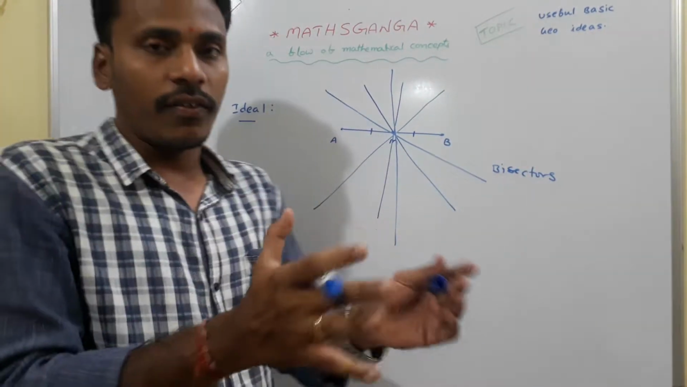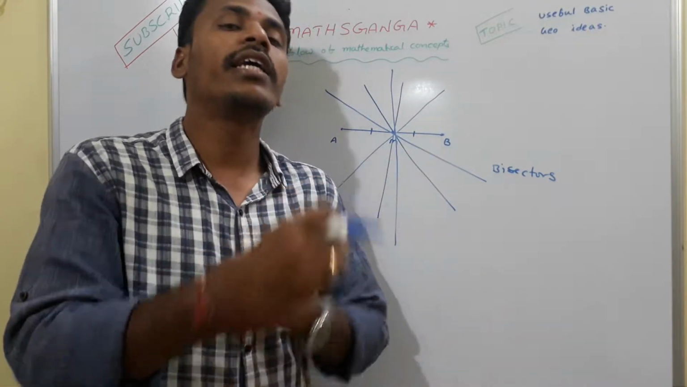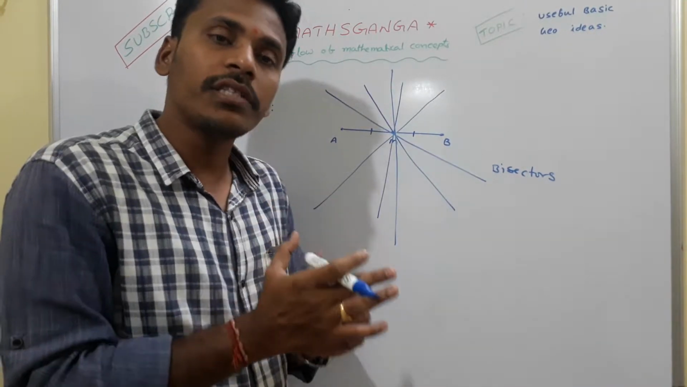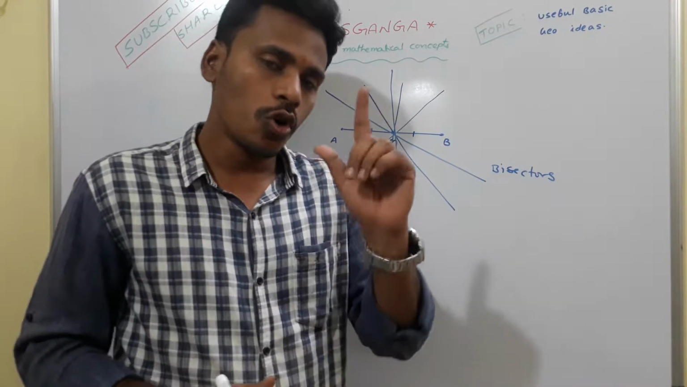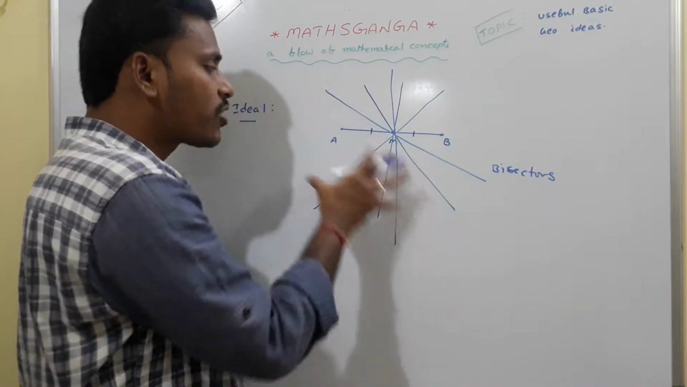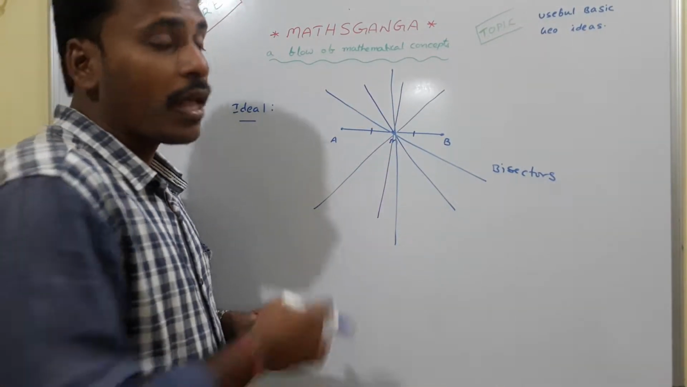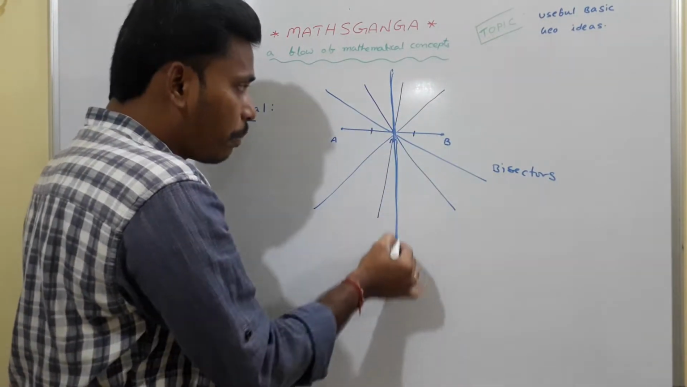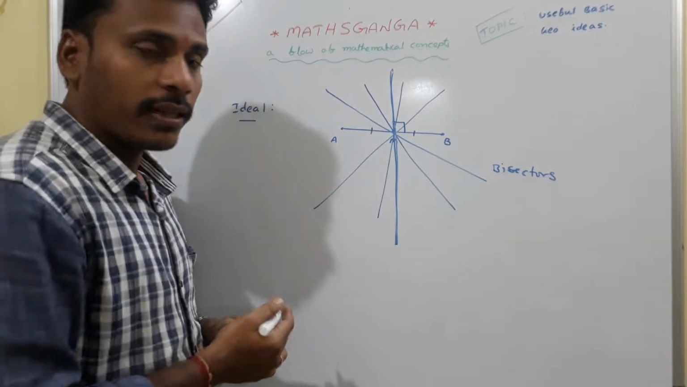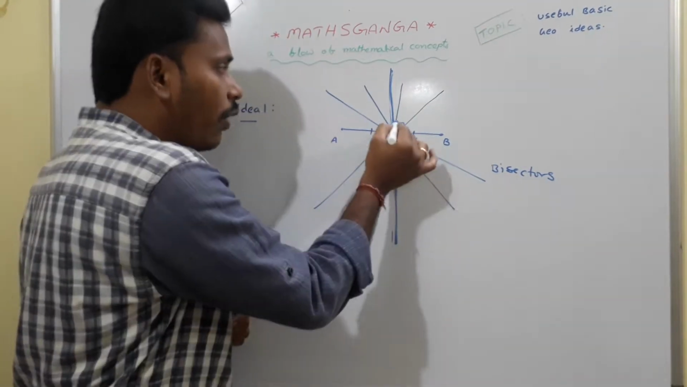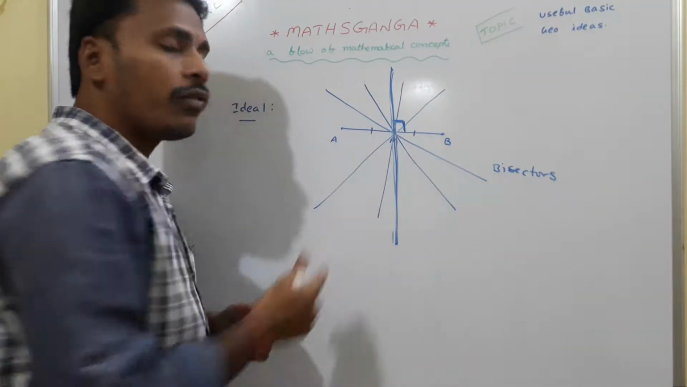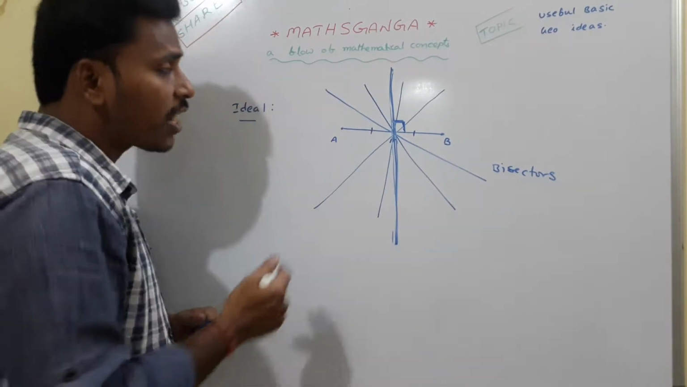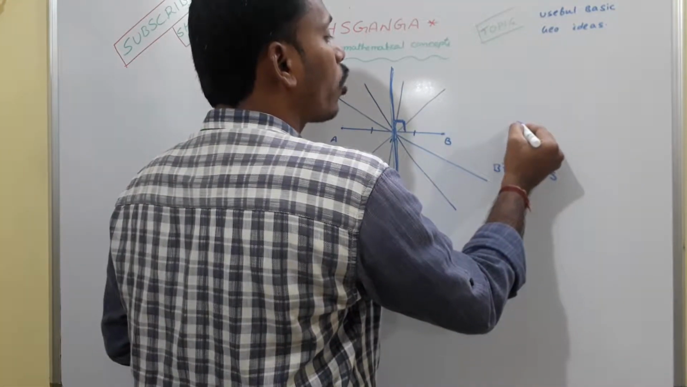Sectioning means dividing, bisectioning means equal division. So bisector means dividing the line segment into 2 equal parts. So all such lines are called bisectors. Among these bisectors, surely there is one line which bisects perpendicularly. That means surely there exists one line which makes an angle of 90 degrees with the given line segment. Such a line is called the perpendicular bisector.